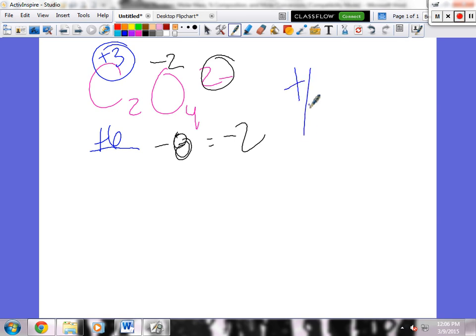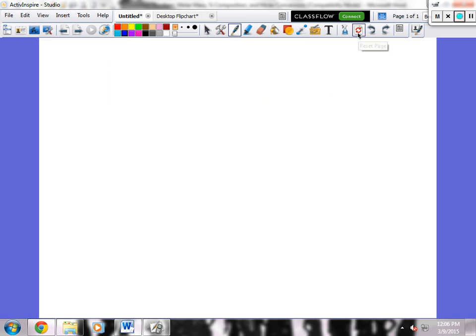Carbon's in group 14, so it can be plus or minus 4. So, when it's a non-metal, does it have to carry its charge? No. Metals do. Non-metals don't. This is an example where its oxidation number is different from its charge. Okay? Alright. So that's all good and well.